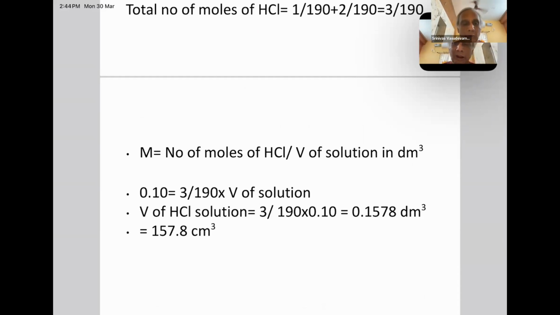Now I know the number of moles of HCl, I know the molarity, so I can find out the volume of solution, right? 0.10 equal to 3 by 190 into 1 by volume of solution. So volume of HCl is equal to 3 by 190 into 1 by 0.10, which is 0.1578 decimeter cube or 157.8 centimeter cube.